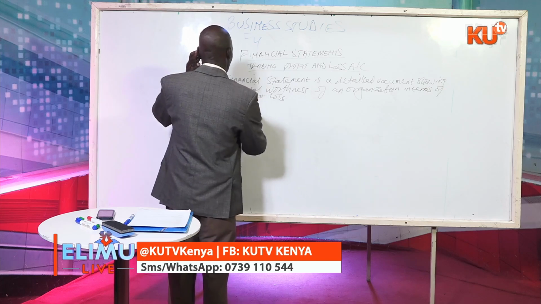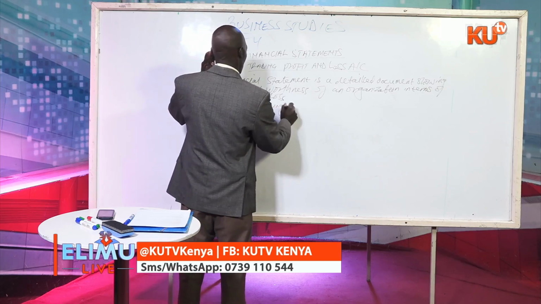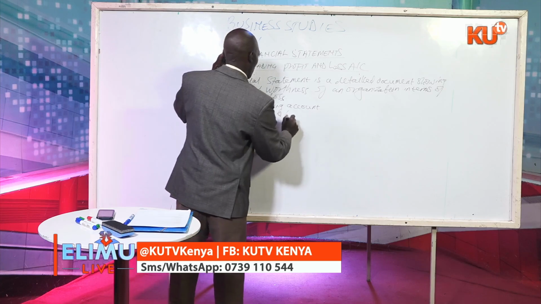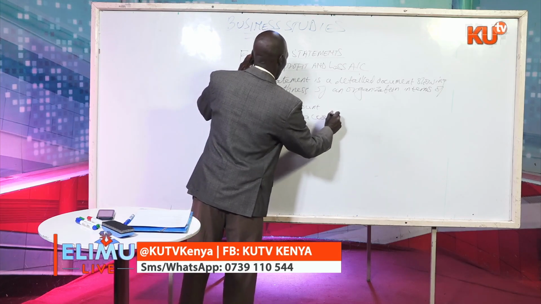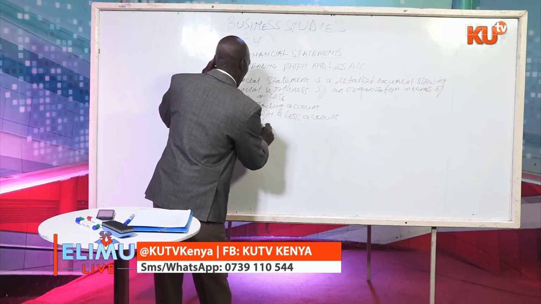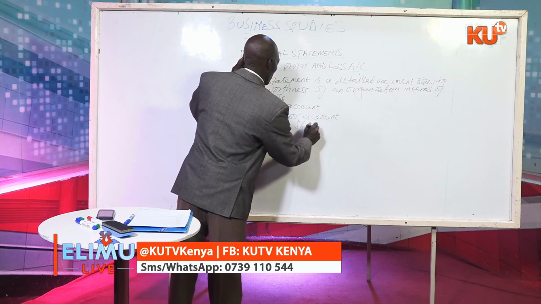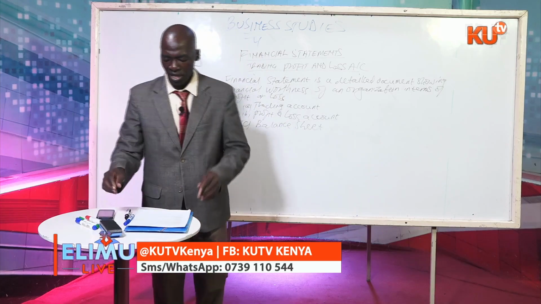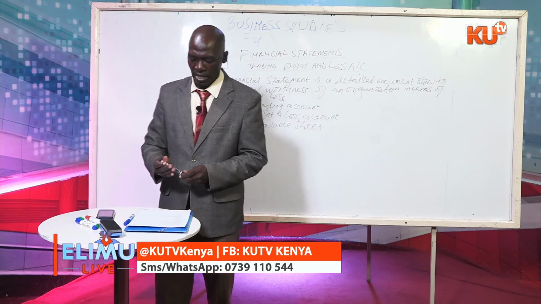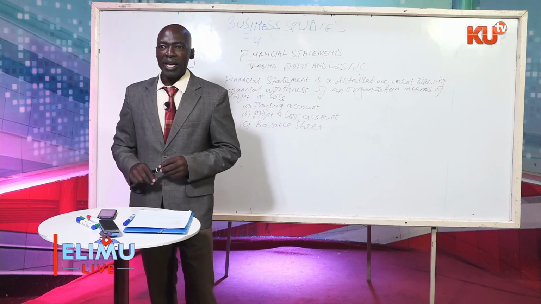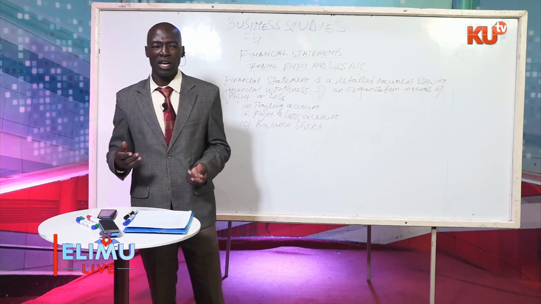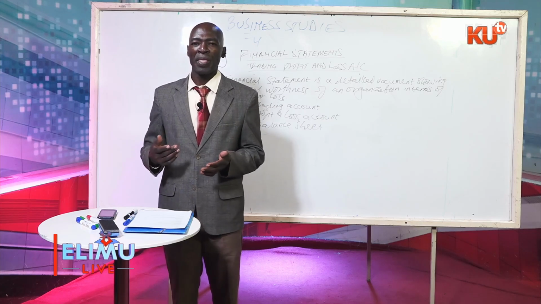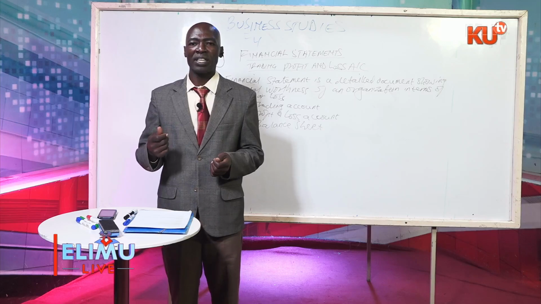The examples or the categories of these financial documents we want to look at today, there are 3. We will be looking at the trading account, the profit and loss account, and then the balance sheet. Having mentioned the 3 documents, I want us to start with the first one, the trading account. Now, as I've mentioned earlier, every enterprise or organization works with the view of maximizing the profits.